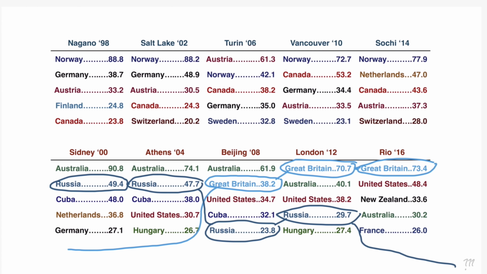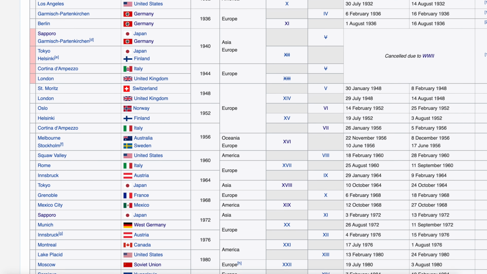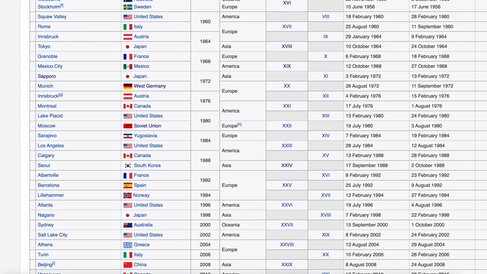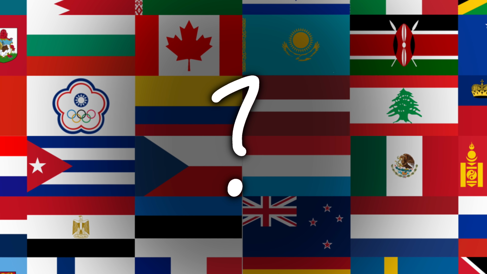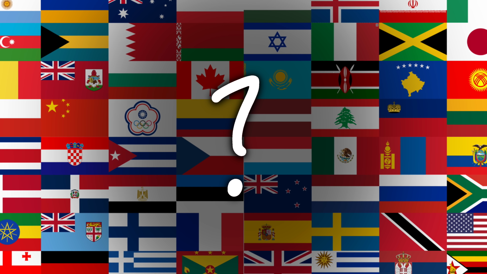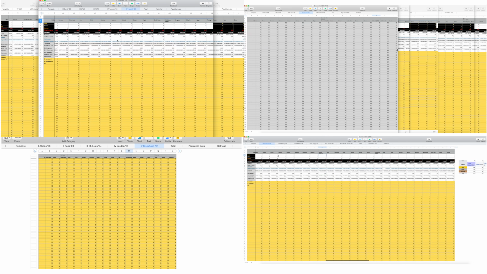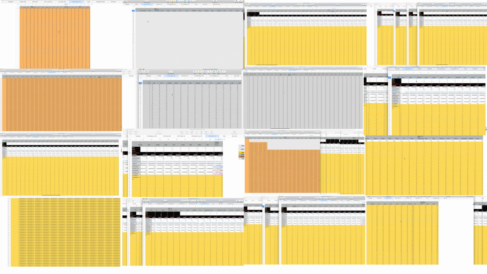But I couldn't help but wonder, what if you went further? What if you used this formula to measure every Olympic Games in modern history, all 51 of them? And if you had to give an answer, which nation would you crown as the greatest Olympic team of all time? Well, it took literally millions of spreadsheet cells, but the impressiveness-o-meter has some answers.